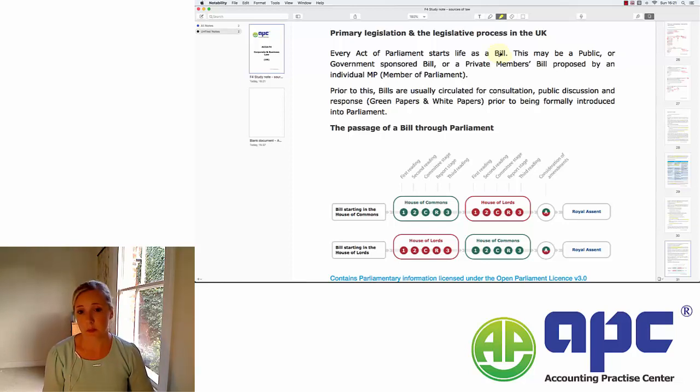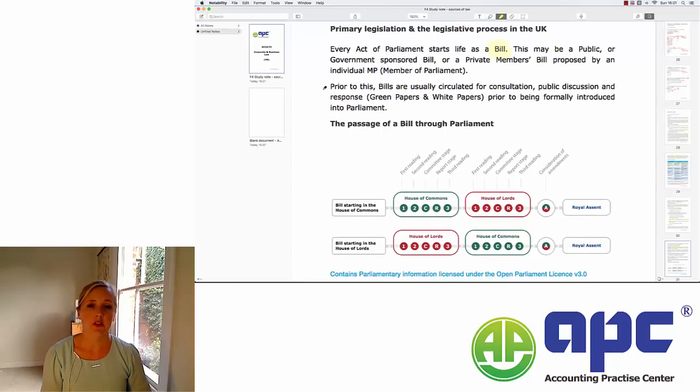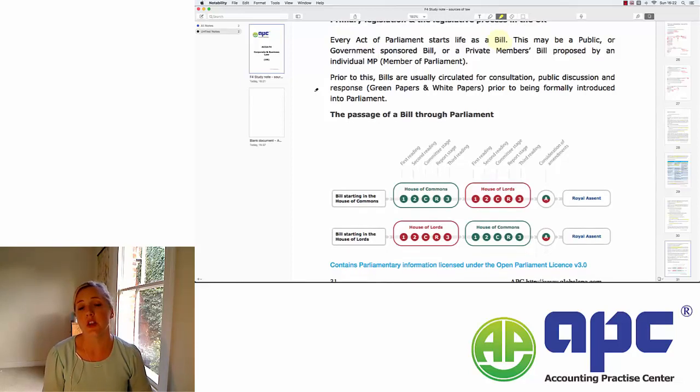So a member of Parliament can propose a bill, or the government can also, which is known as a public bill. Bills don't necessarily go straight into the parliamentary process. They're often widely discussed. The government are quite keen to get feedback on proposed legislation. So they'll usually circulate bills to experts in the field, and they'll issue what are known as green or white papers, which are suggestions of future government policy. These green papers and white papers invite discussion and comments, and they use the feedback they receive following these consultations to make any changes before the bill is formally introduced into Parliament.